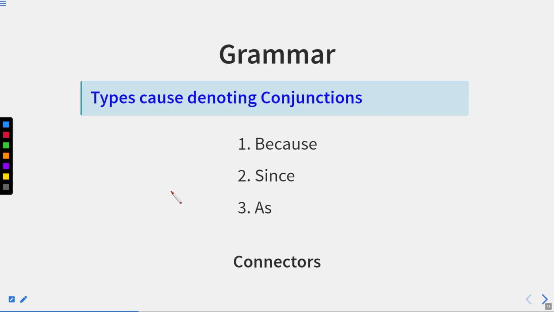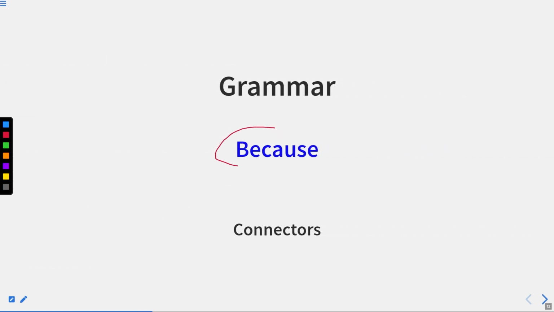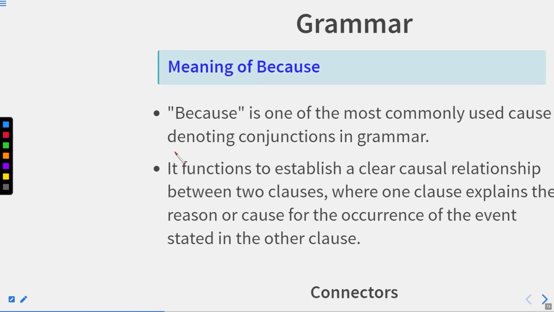Now we'll discuss types of cause denoting conjunctions. We have three types of cause denoting conjunctions. What are these? First we have because, then we have since, and then we have as. Now, first we are going to discuss the word because. Because is a conjunction that creates the cause of something.